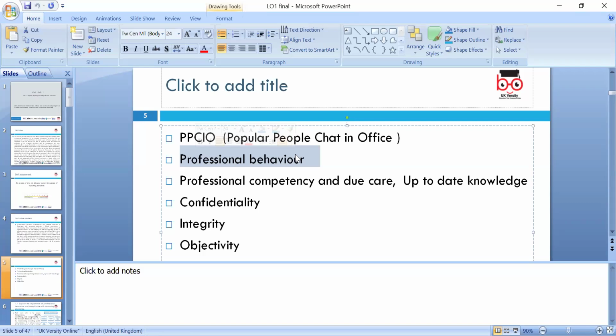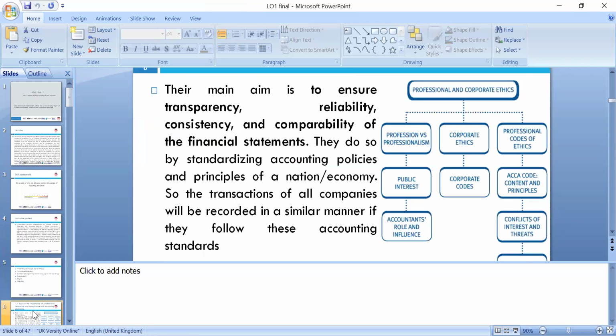Integrity is being honest in your dealings as an accountant, and objectivity is that your objective as the accountant is to prepare the financial statements in the light of the accounting standards, with true and fair information. That's the most important. The main job of an accountant is to ensure the transparency, reliability, consistency and comparability of the financial statements. We standardize accounting policies and principles to maintain the nation and economy.